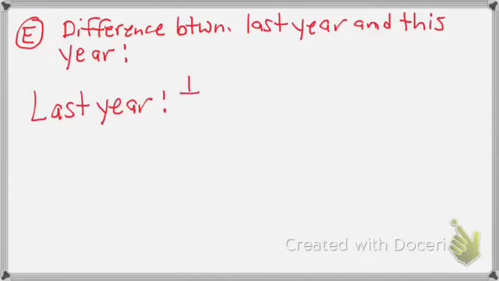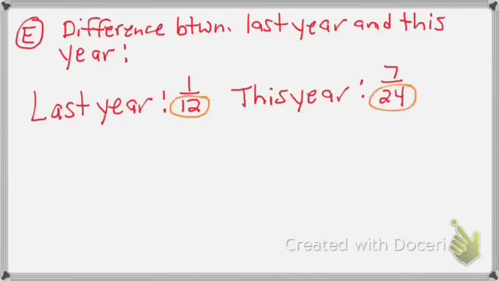Okay, look back at the other page. The maintenance for last year was 1/12, and the maintenance for this year, the fraction was 7/24. I need to subtract them. When I want to subtract fractions, I need to put the largest fraction on top, but since my denominators are not the same, my denominators are 12 and 24, quite honestly, I'm not 100% sure which one is the largest fraction. So I think the first thing I'm going to do is make my fractions have common denominators.